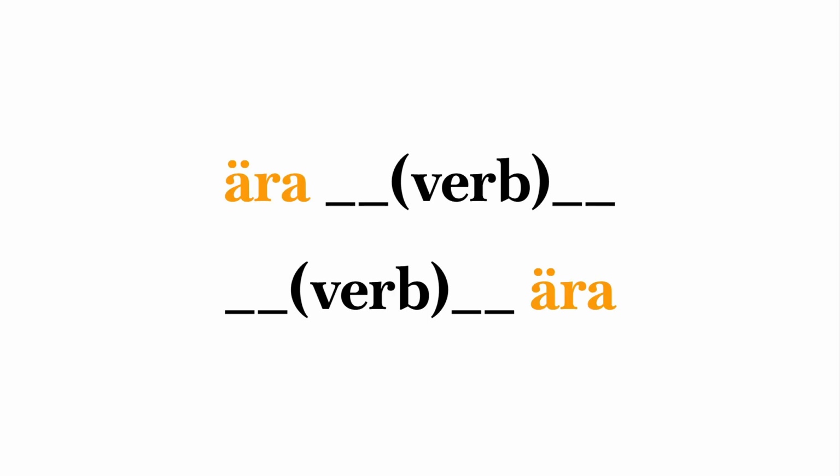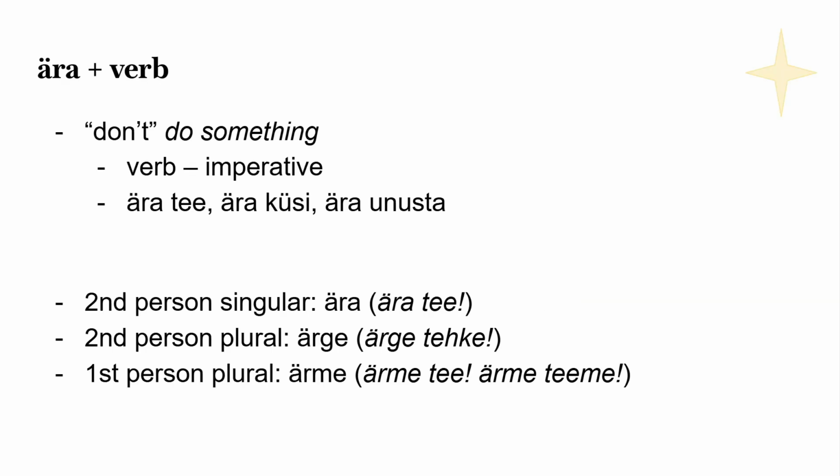So the two uses of ära we're going to be looking at today, and the only uses, if I'm not mistaken, are when it precedes the verb and when it follows the verb. So first, let's look at when it precedes the verb. So the verb is usually in the imperative, and together it means like don't do something. So for example, ära tee, like don't do it. Ära küsi, don't ask. Ära unusta, don't forget.